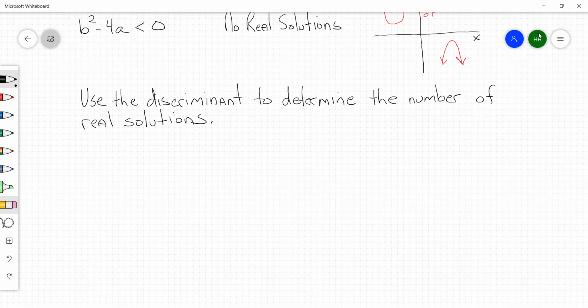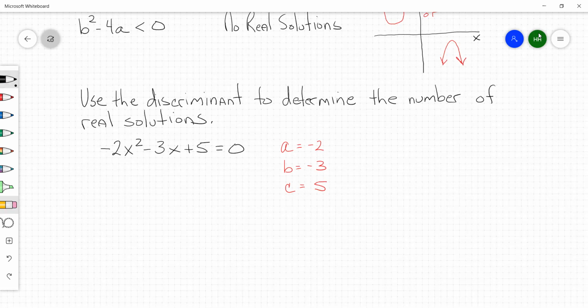So if you're given a quadratic, negative 2x squared minus 3x plus 5 equal to 0, you're going to evaluate your b squared minus 4ac. So again, you're going to identify your a, your b, and your c. So in this case, your a is equal to negative 2. Your b is equal to negative 3. And your c is equal to 5.